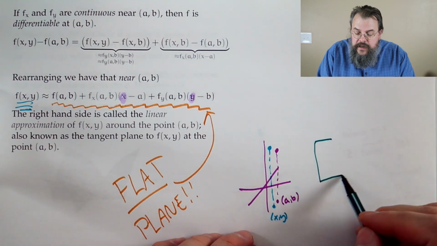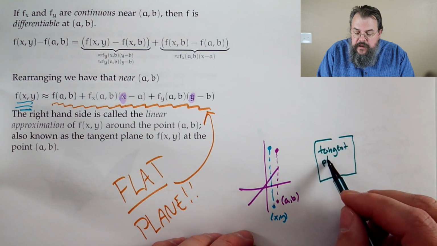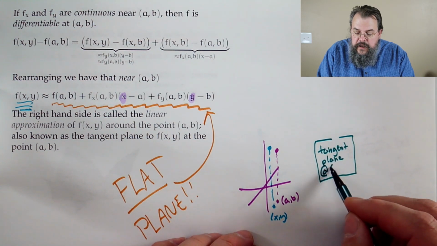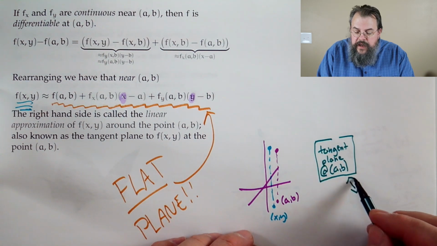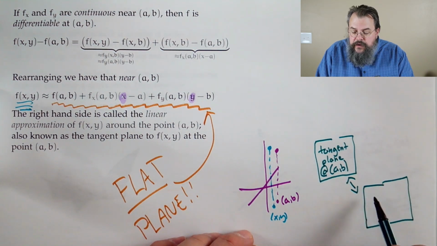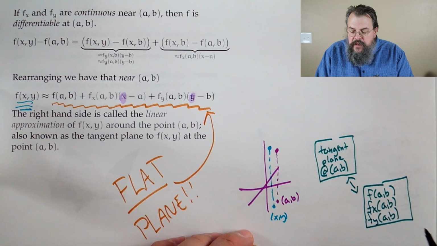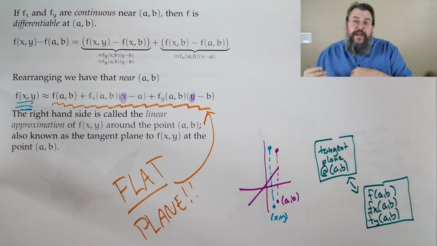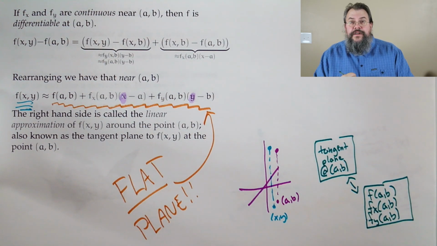So if I have a tangent plane at the point (a, b), then what have I really got? What's the information that I have? Well, then that means I have the following things. I understand what is the value of the function at (a, b), what is the partial derivative with respect to x at (a, b), and what is the partial derivative with respect to y at (a, b). If I know these three pieces of information, I get the plane. If I have the plane, I can recover these three pieces of information.